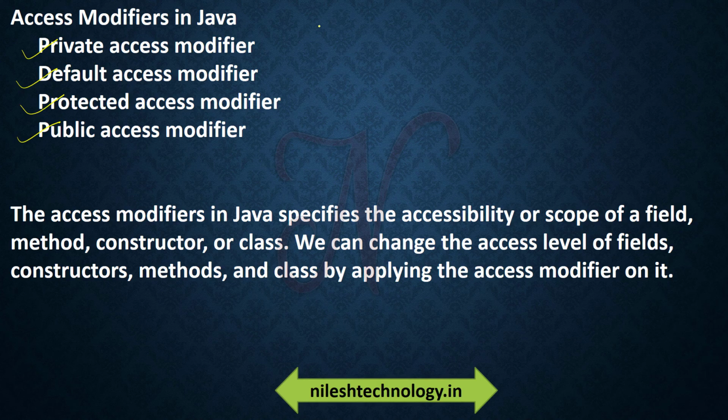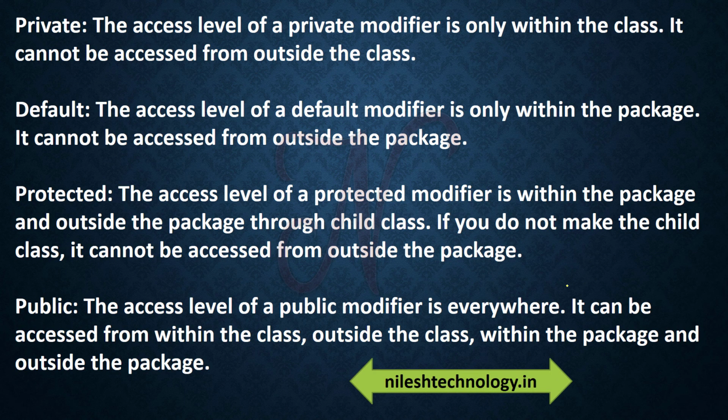Access specifiers, or modifiers. In Java, the accessibility or scope of a field, method, constructor, or class can be changed by applying an access modifier. Let's see the difference between these modifiers.